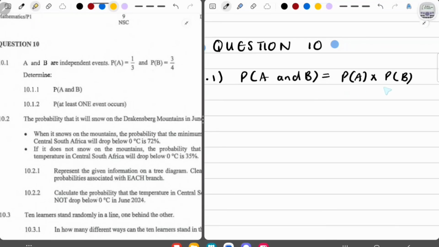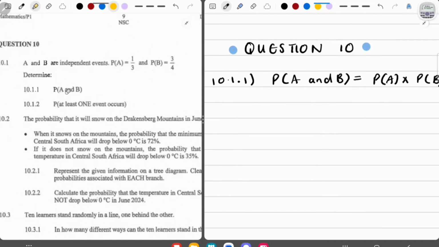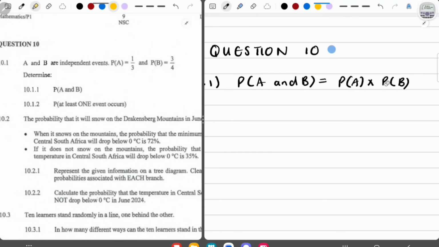So since we know that now about independent events, we can use this to actually find what they're asking us for. They want us to find the probability of A and B. You see that this is the perfect equation for it, okay? So to find the probability of A and B, we're going to use what they gave us as well. They told us the probability of A is 1 over 3, multiplied by the probability of B, which is 3 over 4. And if you multiply those two, you're going to get your answer.